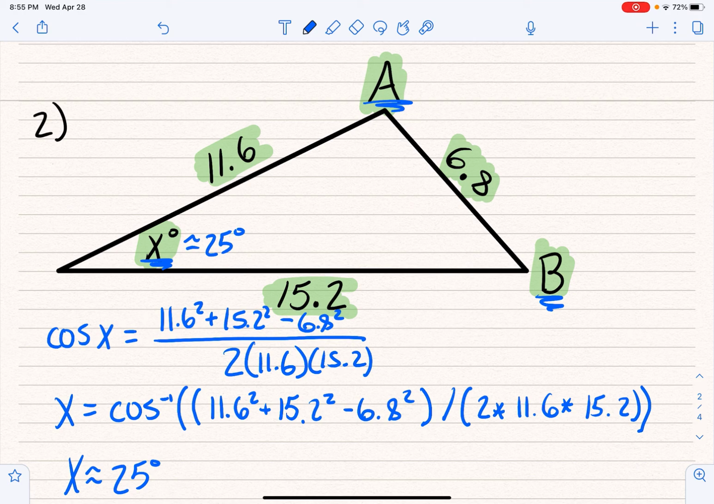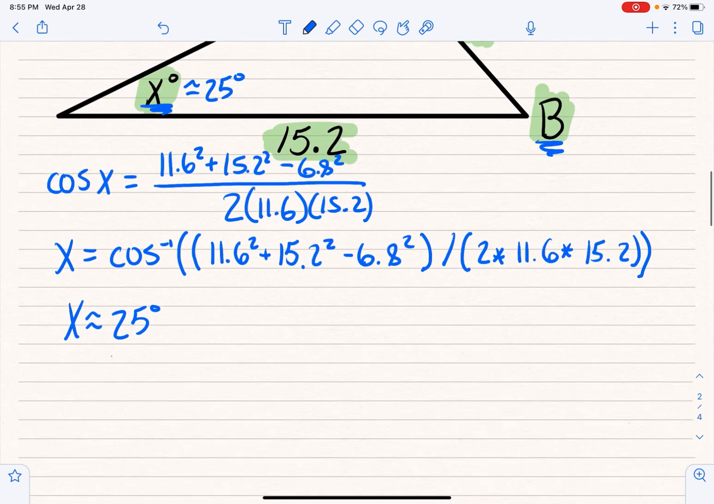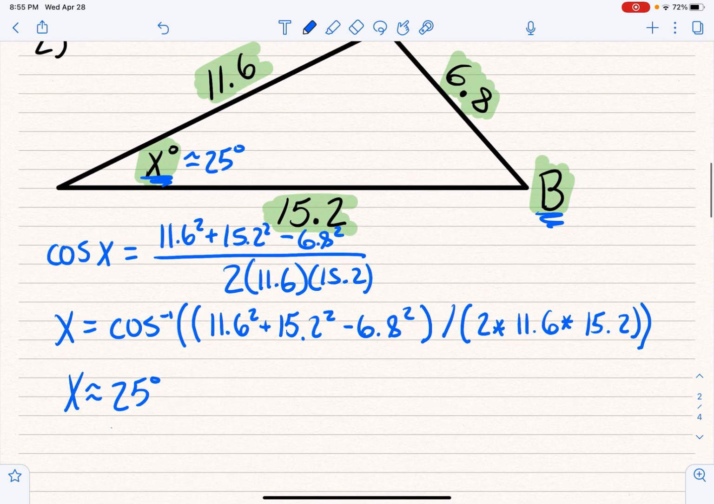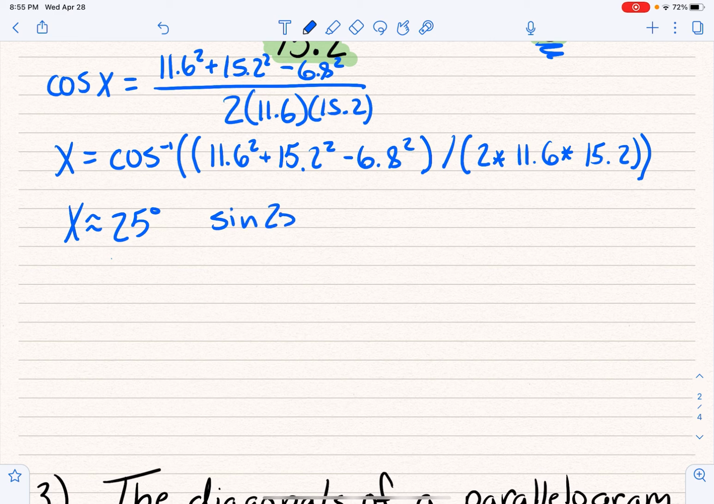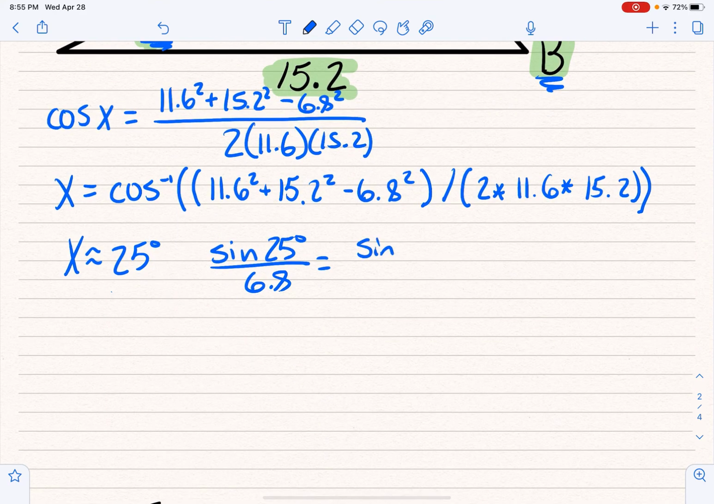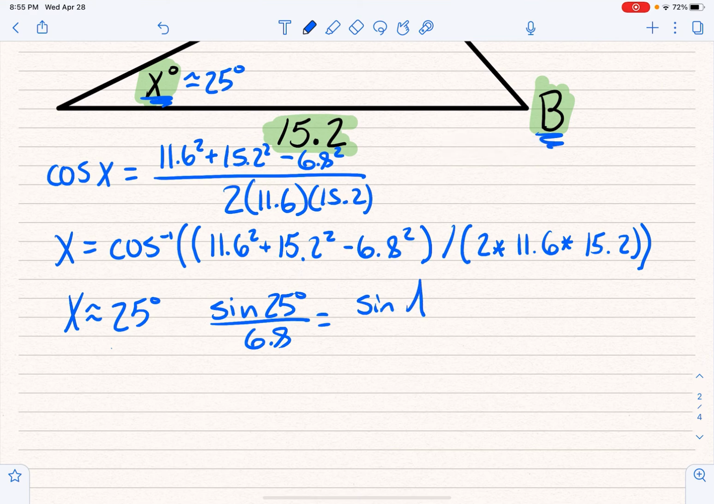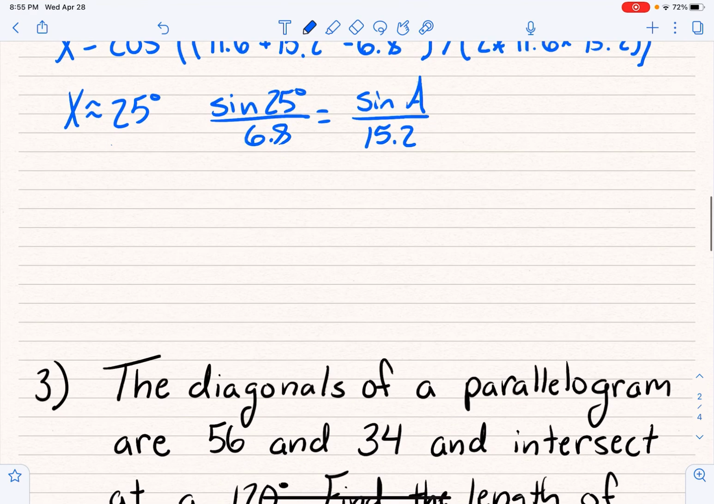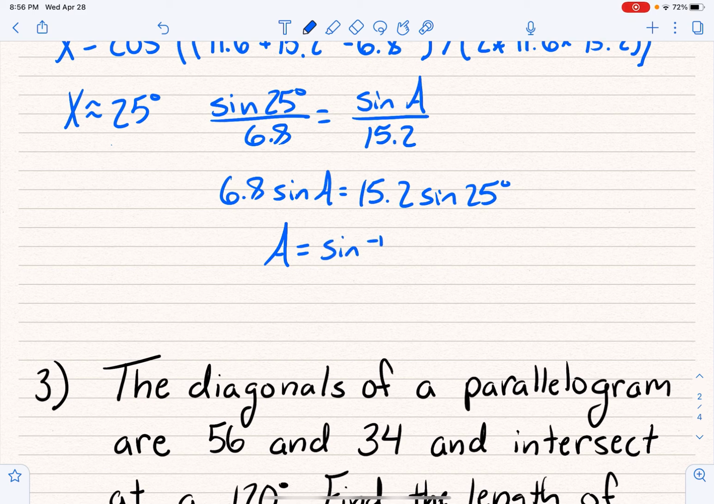Now, let's go ahead and figure out angle A, okay? How I do this is I'm going to use the law of sines. I know that the 25 is opposite 6.8. So I can say that the sine of 25 degrees is to 6.8 in the same way that the sine of A is to 15.2. Okay, I'm going to cross multiply, and I get that 6.8 times the sine of angle A is equal to 15.2 times the sine of 25, not 29. Divide both sides by 6.8, and I end up with A is equal to the inverse sine of 15.2 times the sine of 25 degrees all over 6.8, close parentheses.